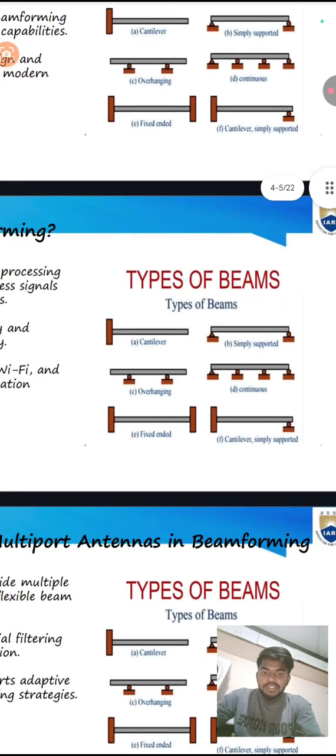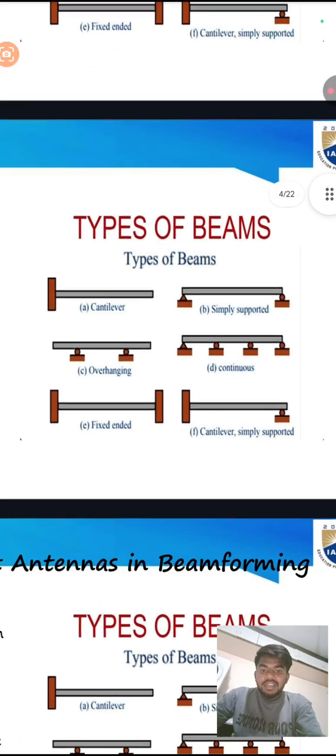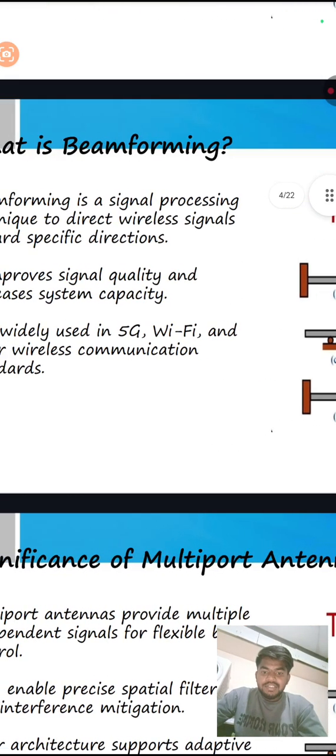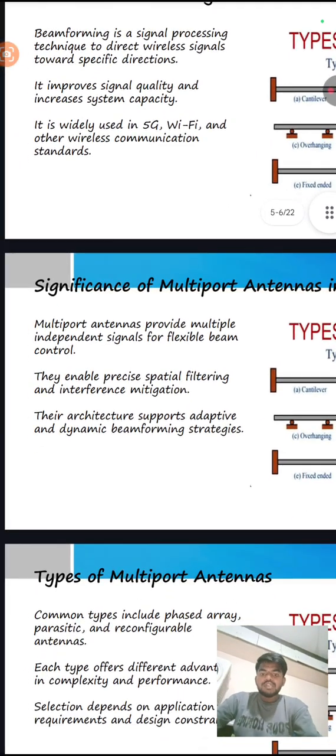Types of beams. In the picture we can see the types of beams: cantilever, simply supported, and overhanging, continuous, fixed ended.